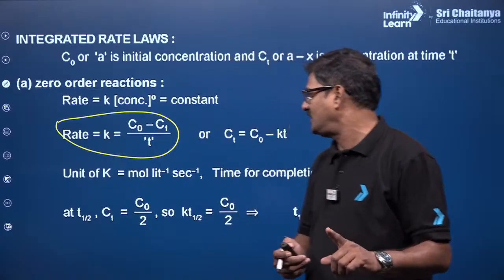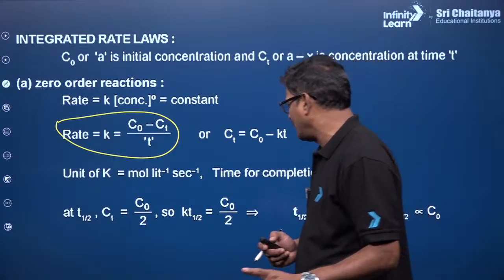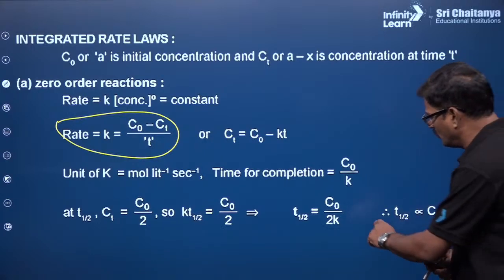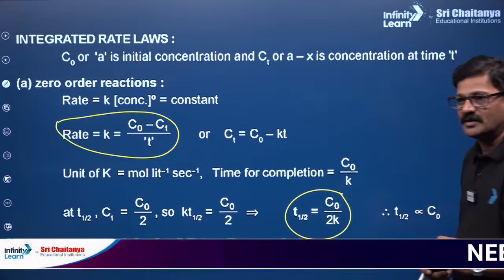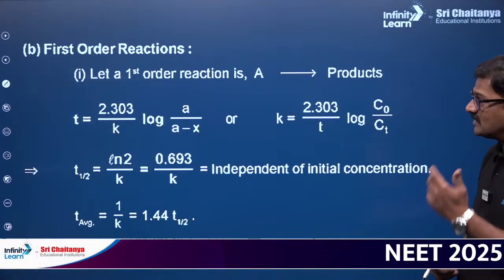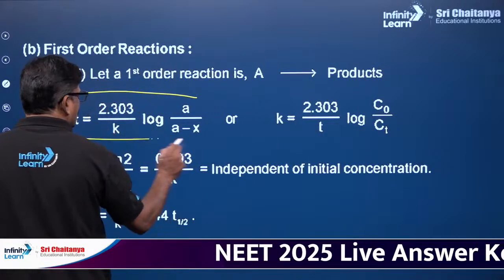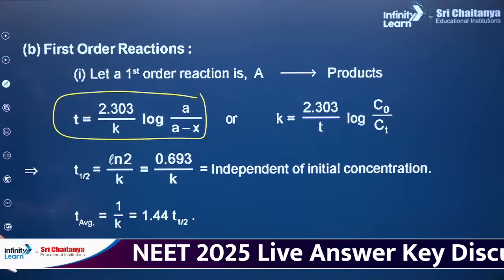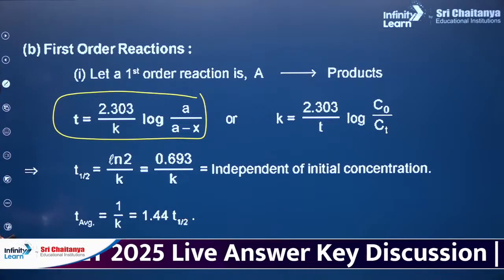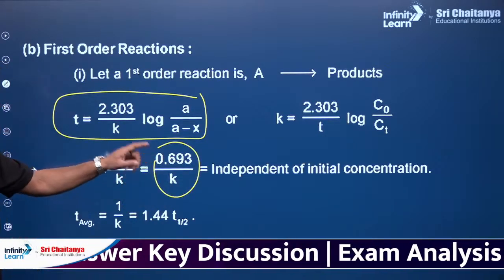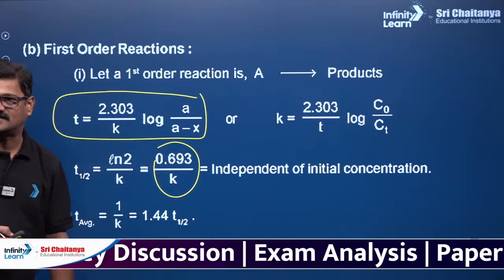We are coming to the end, and for the half life it is given as T half is equal to C naught by 2K. Okay, and also for first order reaction, K is equal to 2.303 by T log A by A minus X. Okay, for half-life it is equal to 0.693 by K. So of course you all know these formulas.